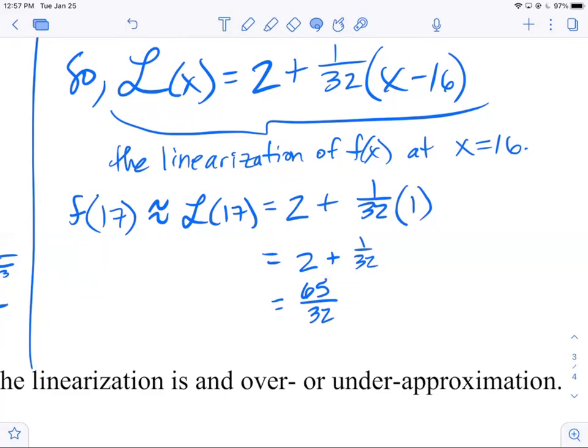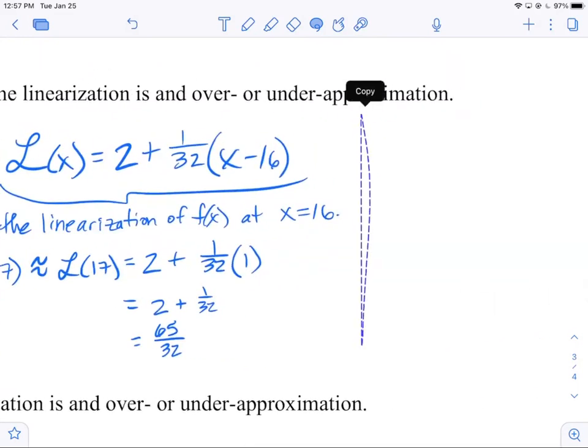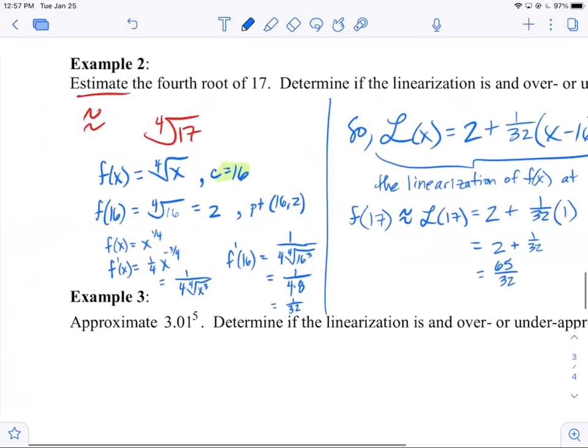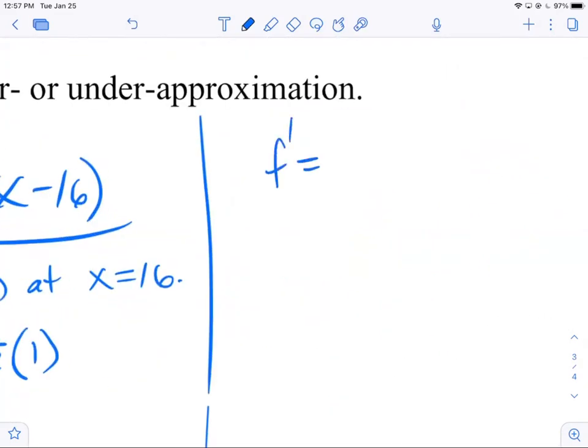If you know the graph is concave down, go ahead and say that. But a lot of times you're not going to know, so let's just pretend we don't know. We're going to need the second derivative. The first derivative was 1/4 x to the negative 3/4. Let me rewrite it. f prime is 1/4 x to the negative 3/4. That's the more useful version for the next derivative.